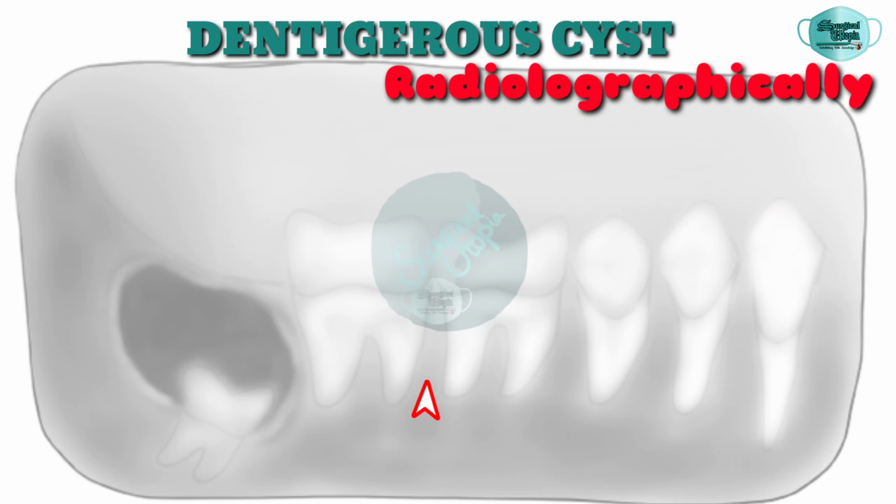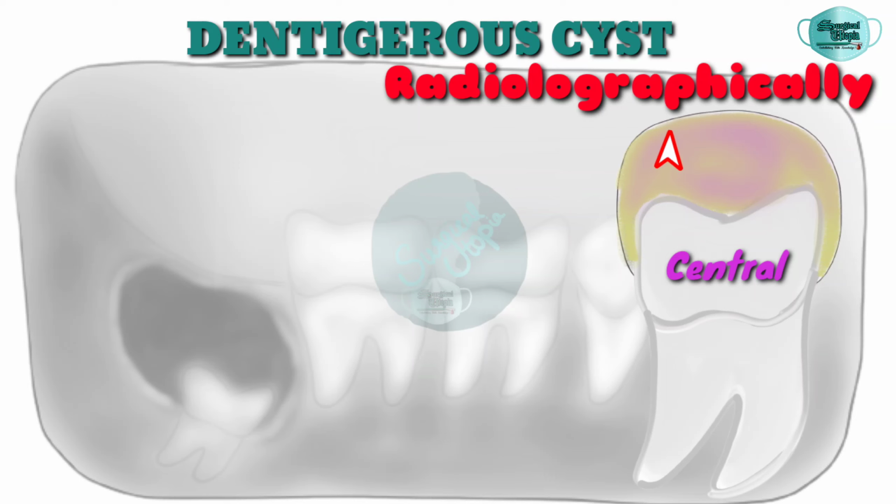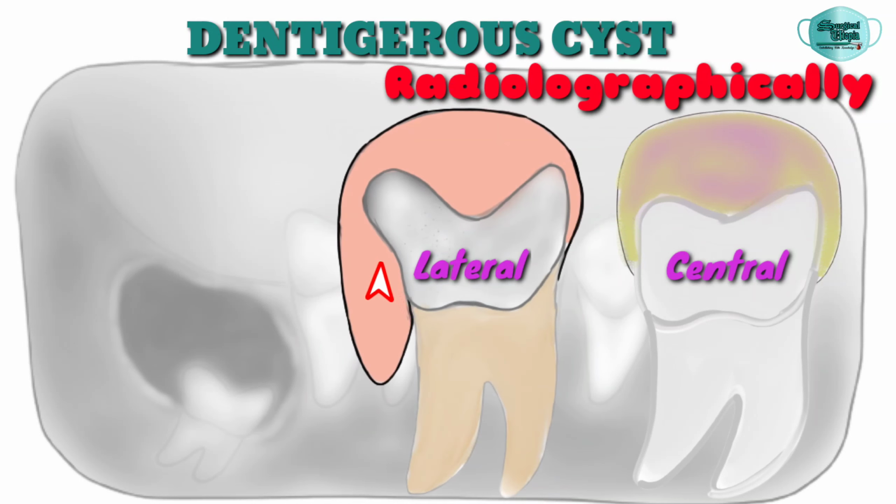Radiographically, three types of variants can be seen. The central variant is the most common variant, in which the cyst surrounds the crown of the tooth and the crown projects into the cyst. Then there is the lateral variant. In this, the cyst develops laterally along the root surface and partially surrounds the crown, and it is associated with a mesioangular impacted mandibular third molar that is partially erupted.